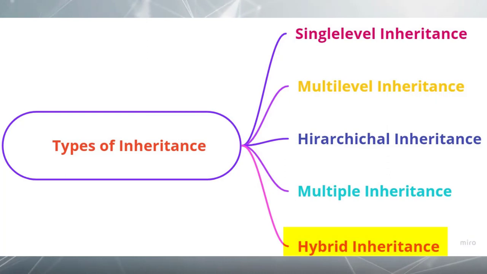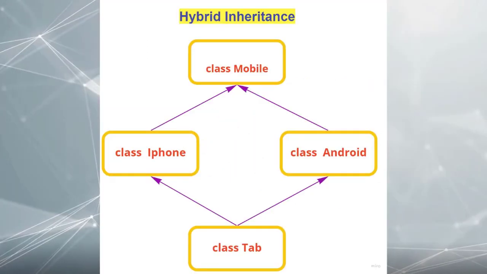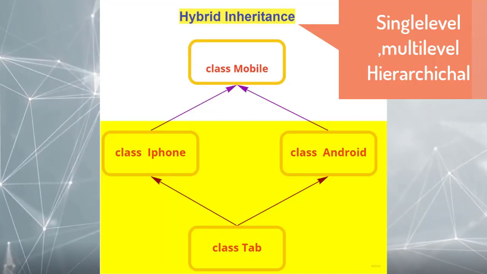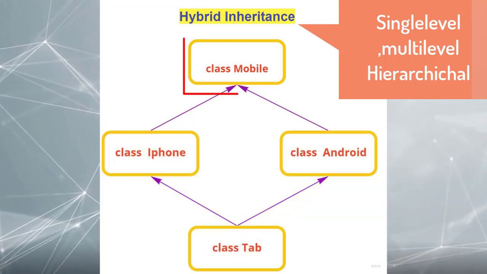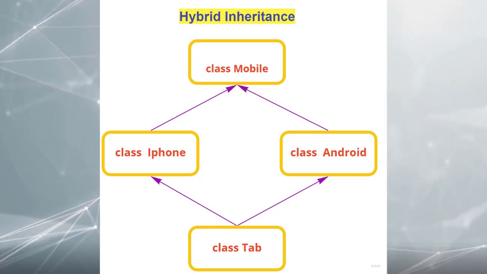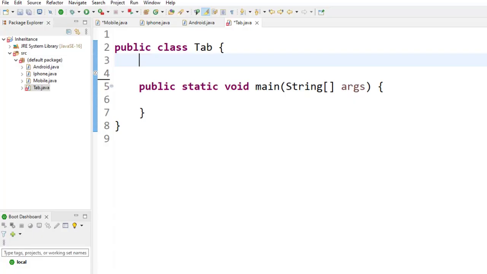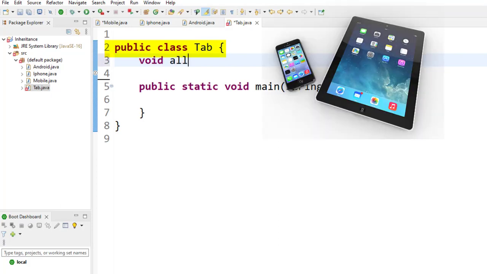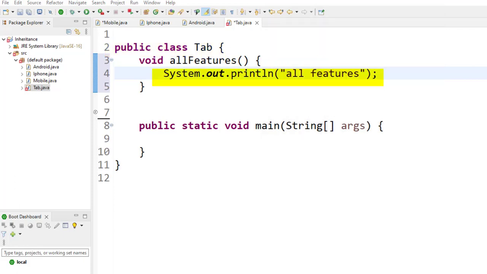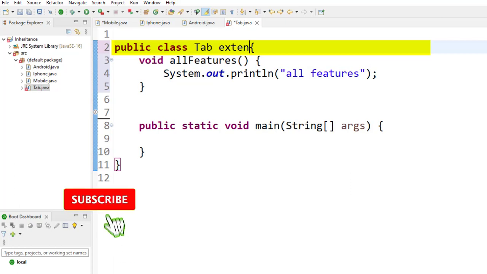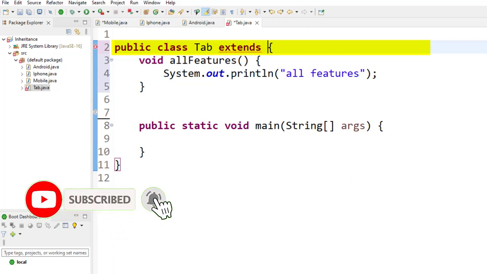The fifth type of inheritance is hybrid inheritance. It is a combination of single level inheritance, multi-level inheritance and hierarchical inheritance. Let's see an example for this hybrid inheritance. Next, we'll create one more class called tab. In this class tab, we'll create a function, void allFeatures. In this function we'll write System.out.println all features. Now this tab class will inherit the properties of the mobile class, so we'll write extends mobile.